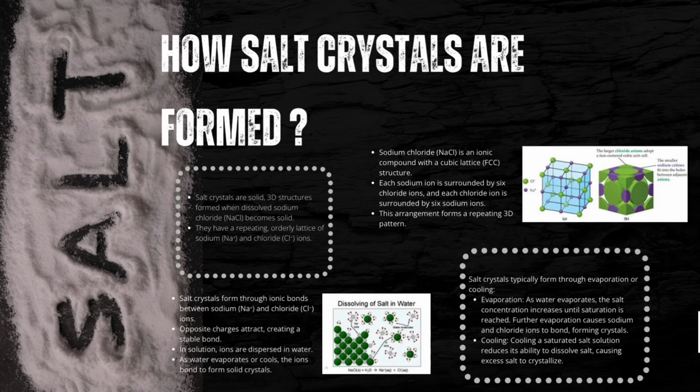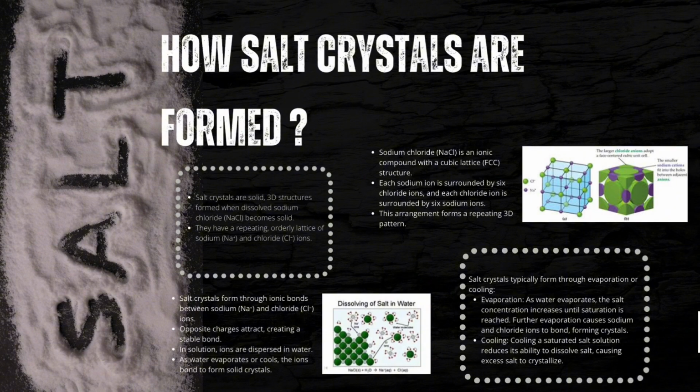In a salt solution, these ions are dispersed in water, but as the water evaporates or the temperature decreases, the ions bond together to create solid salt crystals. Sodium chloride is an ionic compound, and its crystal structure is known as a cubic lattice or face-centered cubic structure. In this arrangement, each sodium ion is surrounded by 6 chloride ions, and each chloride ion is similarly surrounded by 6 sodium ions, creating a repeating three-dimensional pattern.